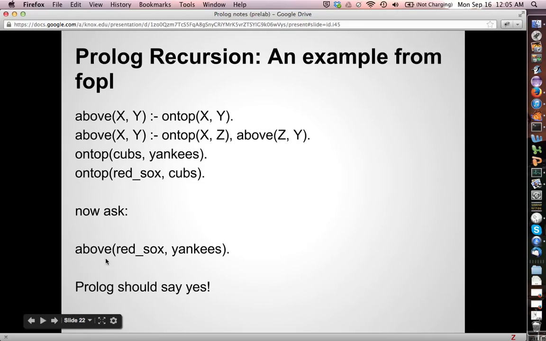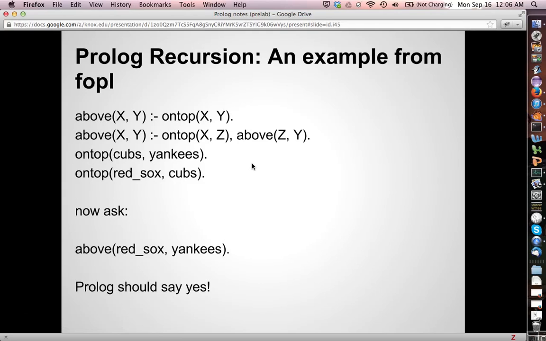So then if we ask above Red Sox Yankees, Prolog's going to come back and say yes, because it's going to do this recursively. First it's going to see that the Red Sox are on top of the Cubs, then it's going to define this above rule by plugging another on top in there, and then another on top at the end. The final above will be defined by this base case, this first one. So this is a really cool example of recursion.